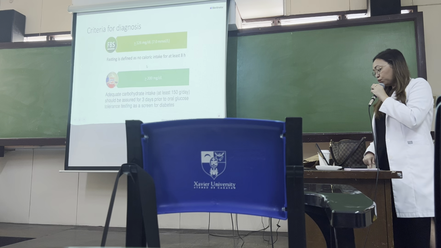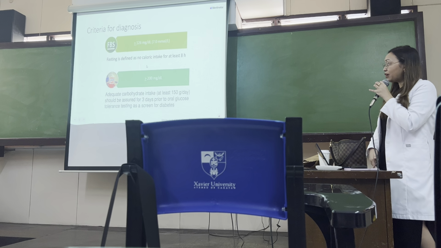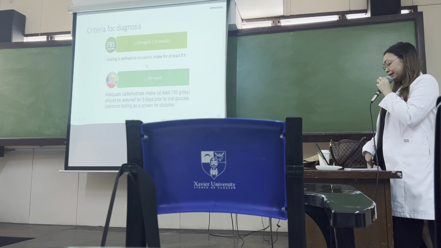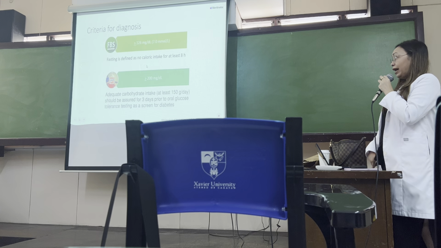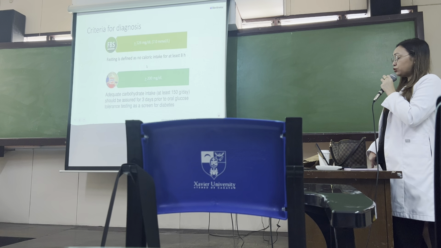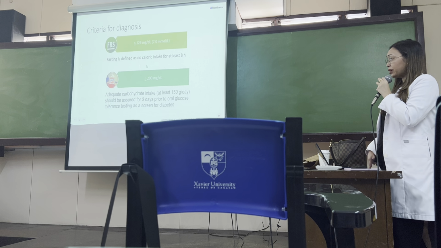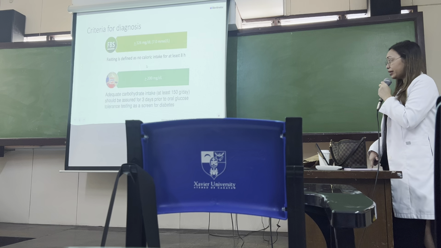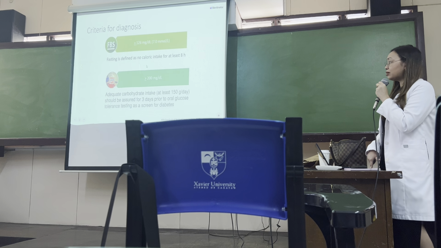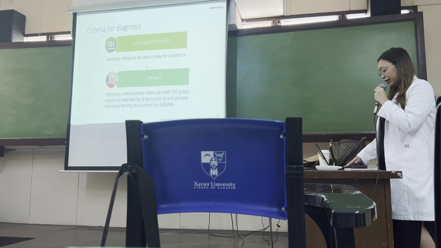Okay, what do you mean by fasting? Fasting is defined as no caloric intake for at least 8 hours. And a 75 gram OGTT should be started with an adequate carbohydrate intake of at least 150 grams per day, 3 days prior to the OGTT test as a screen for diabetes.